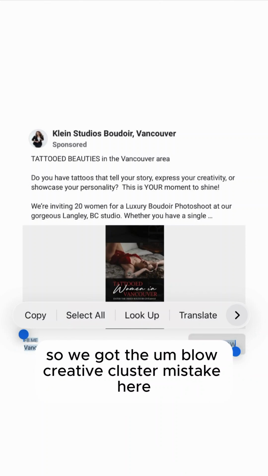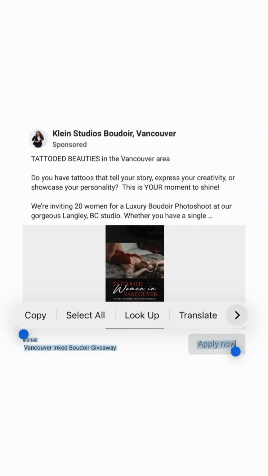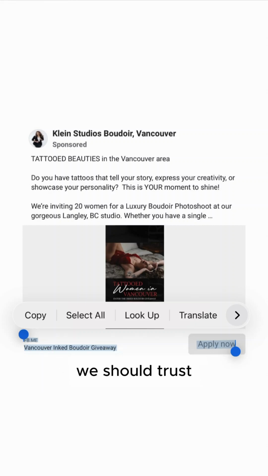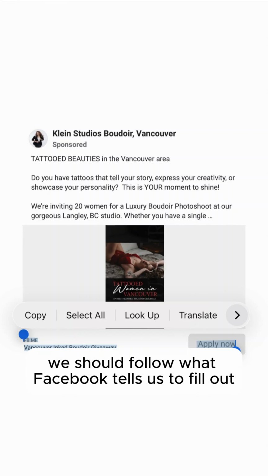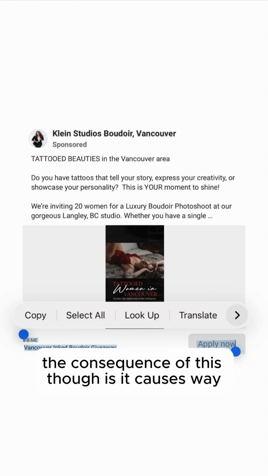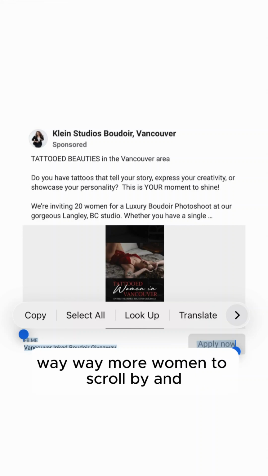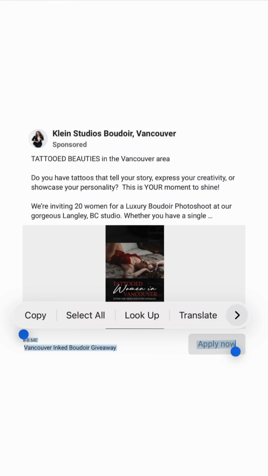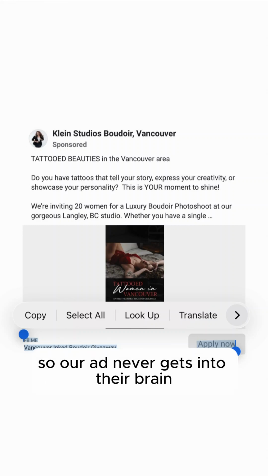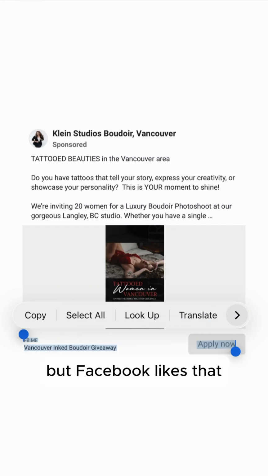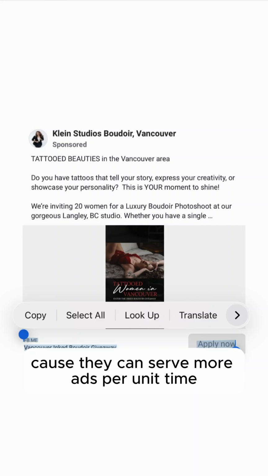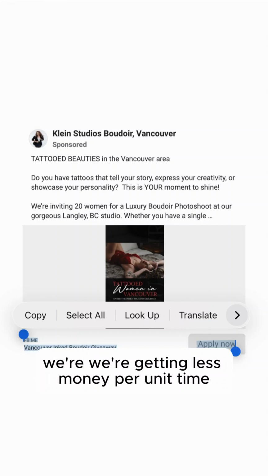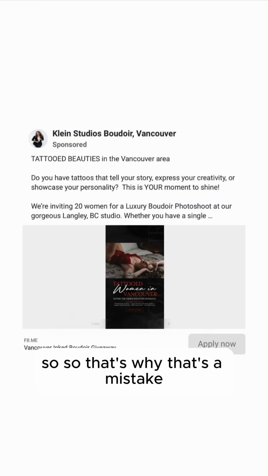So we got the below creative cluster mistake here. The false belief that caused us to make this mistake is that we believe we should follow what Facebook tells us to fill out. The consequence of this, though, is it causes way, way, way more women to scroll by our ad and not actually click, so our ad never gets into their brain. But Facebook likes that because it can serve more ads per unit time. But for us, we're wasting more money per unit time. We're getting less money per unit time. So that's why that's a mistake.